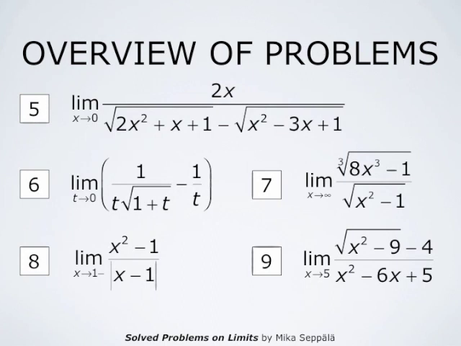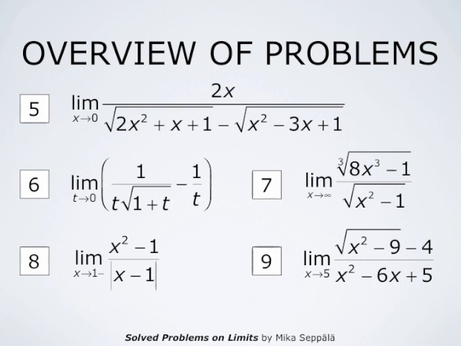In problem 5, we have to compute the limit as x approaches 0 of 2 times x divided by the square root of 2x squared plus x plus 1 minus the square root of x squared minus 3x plus 1. Here, a straightforward substitution would yield 0 divided by 1 minus 1, which is also 0. Therefore, that is undefined.